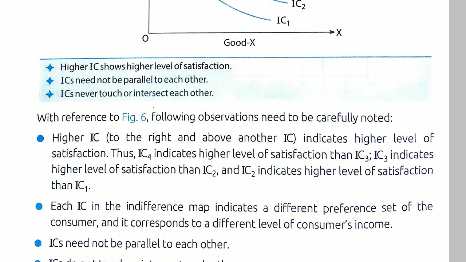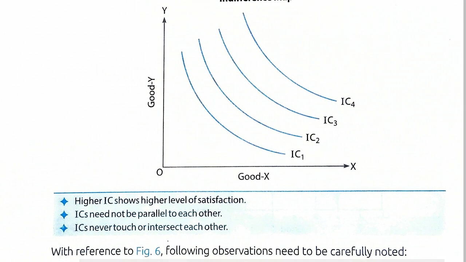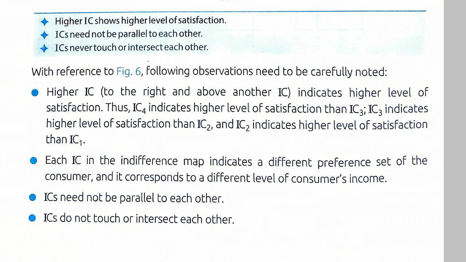Indifference curves never touch or intersect each other. Since they have different levels of satisfaction, indifference curves never touch each other. They never intersect each other. They have a minimum gap between each other. A higher indifference curve indicates a high level of satisfaction.